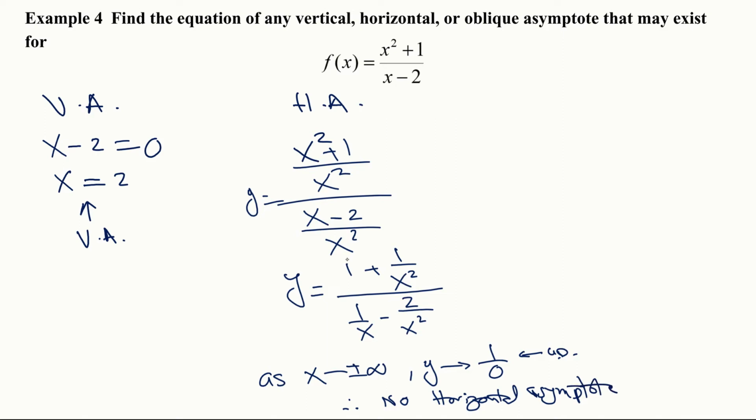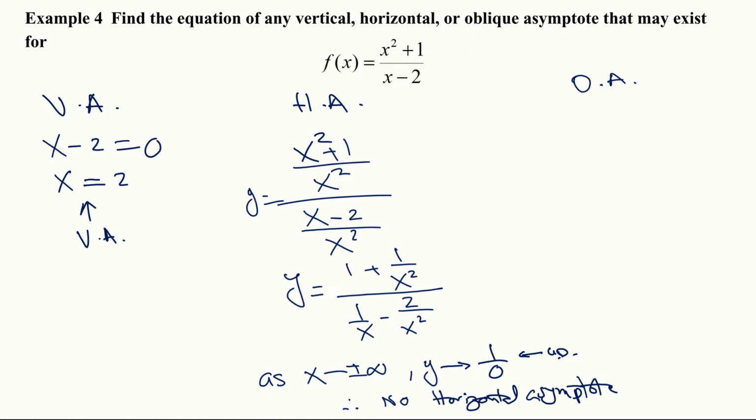Remember, to have a horizontal asymptote, this process should have yielded y approaching some real number, and 1 over 0 is not a well-defined real number, so therefore this function will not have a horizontal asymptote. How about an oblique asymptote? Well, the degree of the top is more than the degree of the bottom by exactly 1, so this should have a linear oblique asymptote. We need to go ahead and divide in order to find it.